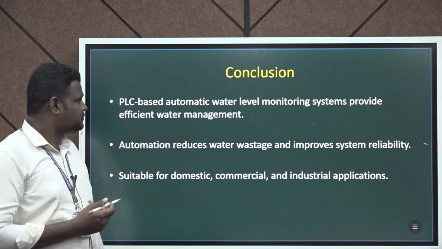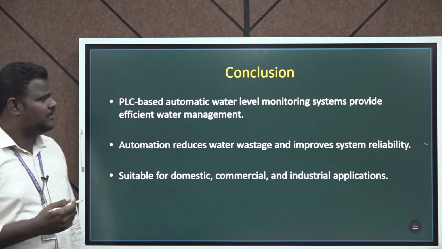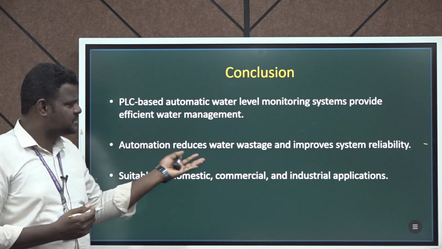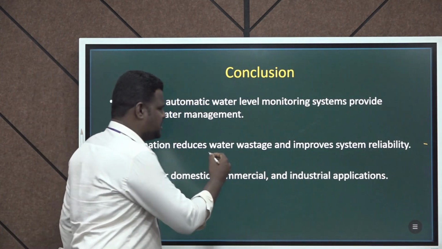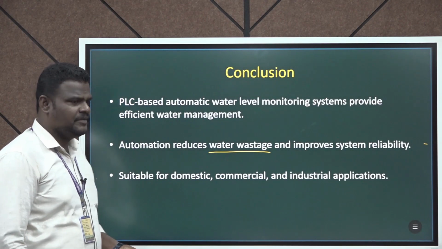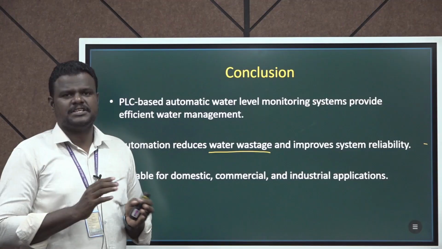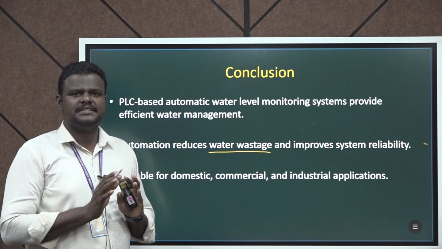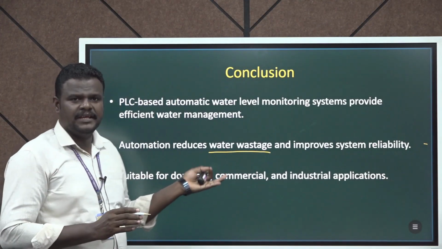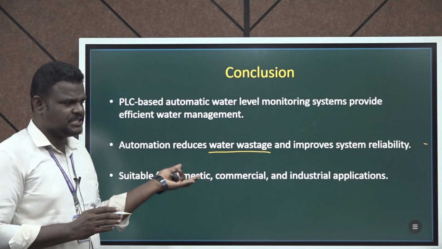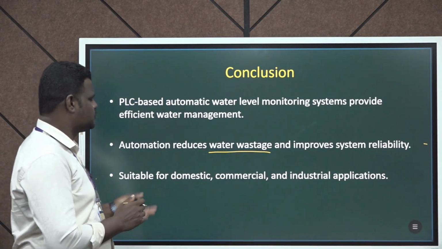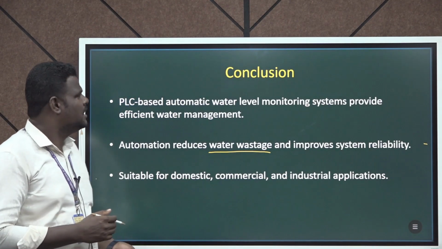Then in conclusion, we have discussed automatic water level monitoring systems. It provides efficient water management, and automation reduces water wastage and improves system reliability. Already we know that as per energy conservation, saving 1 unit of energy is equal to producing 2 units of energy. So here we have reduced the water wastage and operated the pump in an efficient manner. So it is suitable for domestic, commercial and industrial applications.